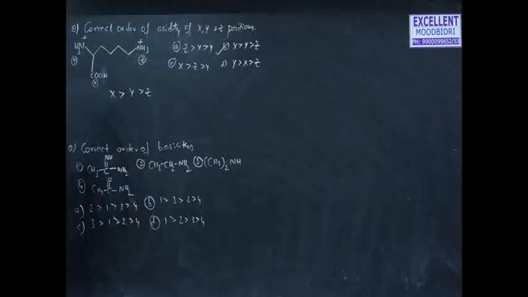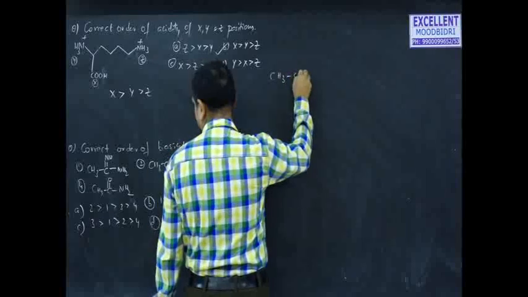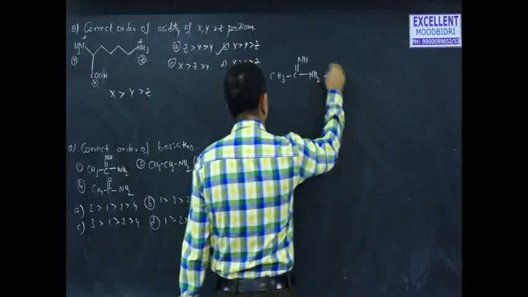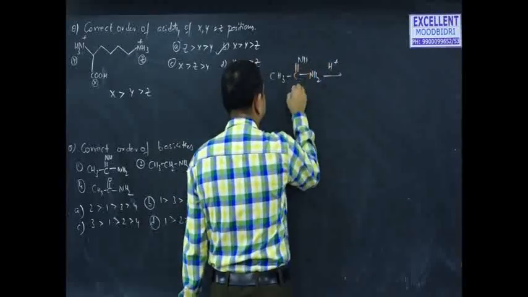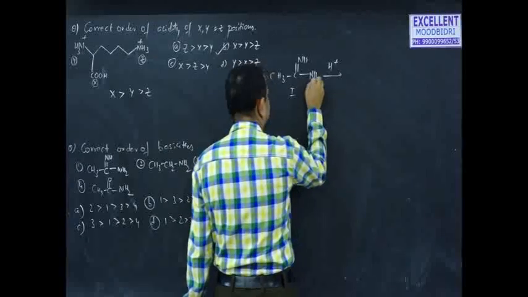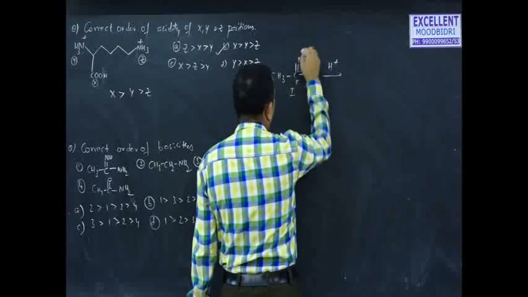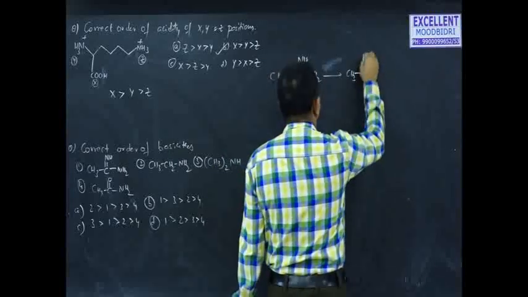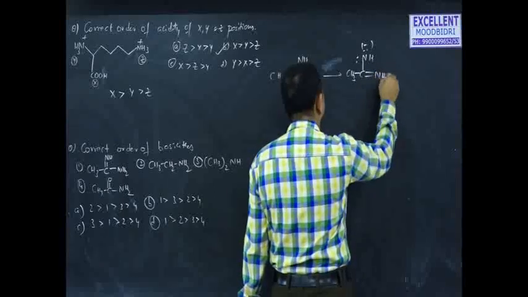Obviously, let us see one by one. The more the stability, the more is the basic character. If you take the first one, CH3 C double bond NH, NH2, suppose it is acting as a base, let us say this is structure 1. Let us take the resonance phenomenon here, delocalization of pi bonds. So it becomes CH3 C NH with 2 lone pairs and a minus charge, double bond NH2 with a plus charge here.